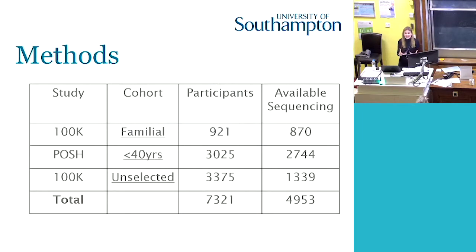And I think the take-home from this is actually that I've got participants from 3 distinct cohorts. So from the 100,000 Genomes Project, I have a familial cohort. From POSH, an under-40s cohort, and also from the 100,000 Genomes Project, an unselected cohort. And based upon the sequences that I've been able to access from the research environment, that leaves just short of 5,000 genomes available.